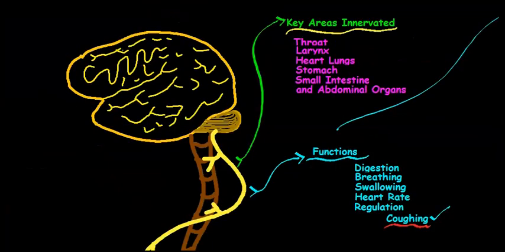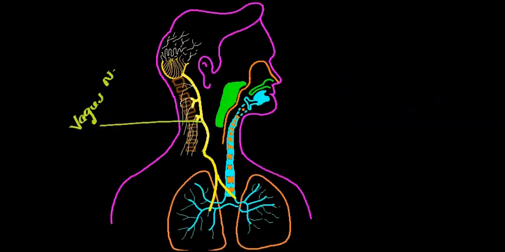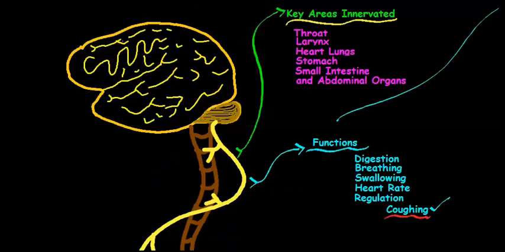The vagus nerve, which we also call the vagal nerve, is the main nerve of the parasympathetic nervous system. It originates in the brain stem, specifically the portion we call the medulla. It exits the skull through the jugular foramen, and it descends through the neck parallel to the carotid arteries. The vagus nerve passes through the thoracic cavity, which is the chest, and enters down into the abdominal cavity. Key areas innervated by this vagus nerve are the throat, larynx, heart, lungs, stomach, intestine, and abdominal organs.